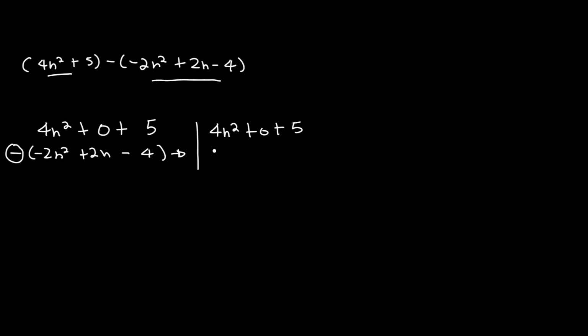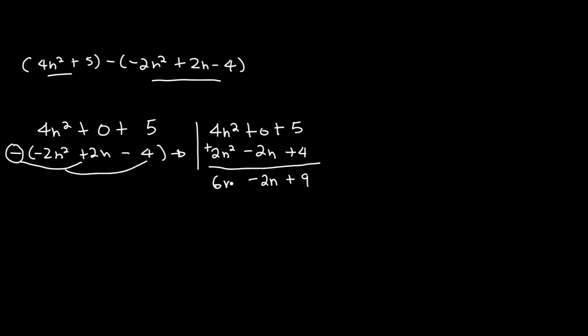That will be positive 2n squared. That will be negative 2n, and then this will be +4. Now let's go ahead and add. So 5 plus 4 is +9. 0 plus -2n, well, that will be -2n, and 4n squared plus 2n squared, 6n squared. This is our answer. Here is another example.